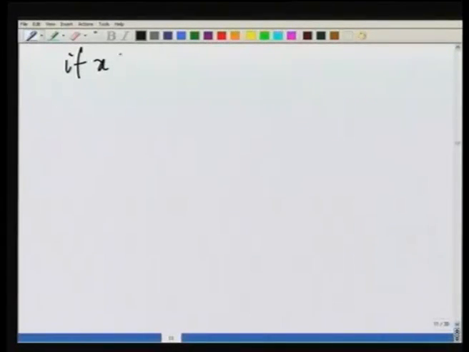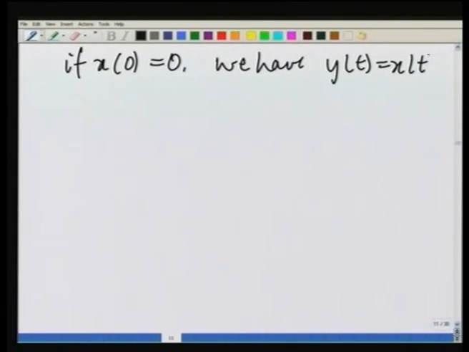Okay, let us draw a fresh diagram. If x(0) is 0, then we have y(t) equals x(t), and we know the system to be linear.